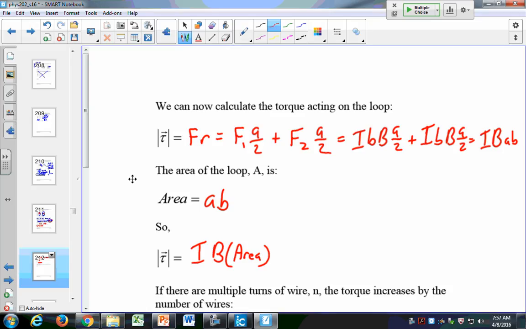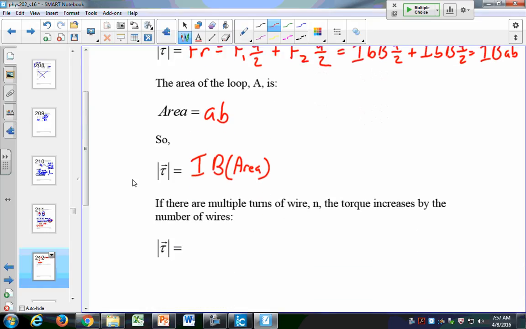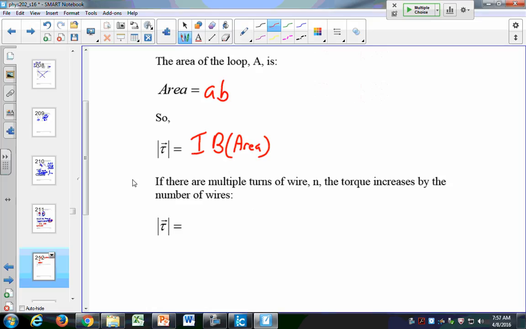Now in this idea, we're doing it for a square loop, but it can hold for any type of loop, whether it's a square, or pentagon, or circle, or whatever. In fact, usually when you see these things it's for a circular loop, because circles are easy to make. If you have multiple turns of wire, you just multiply it by the turns of wire. So if you have a lot of turns of wire in your motor or your generator or whatever you're building, you get N times I times B times the area.